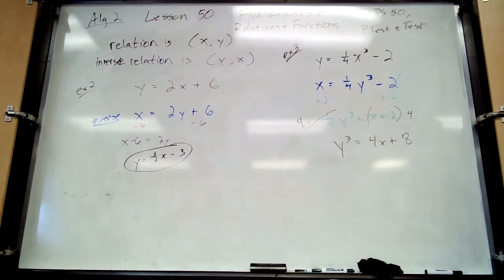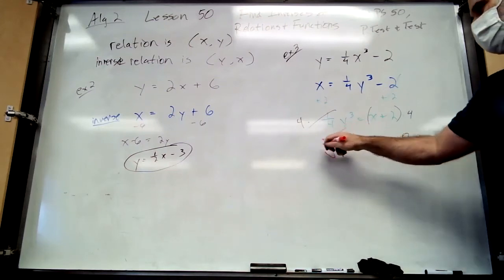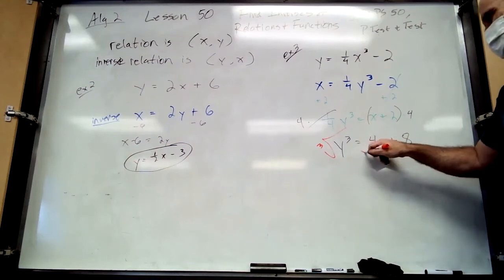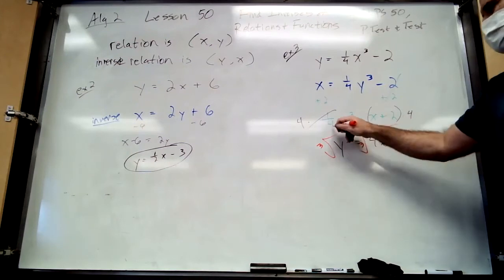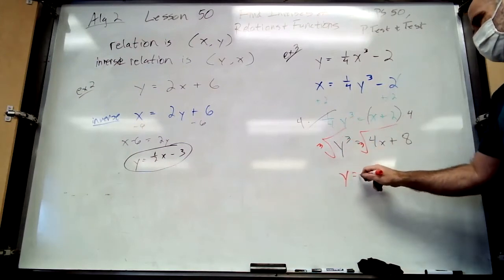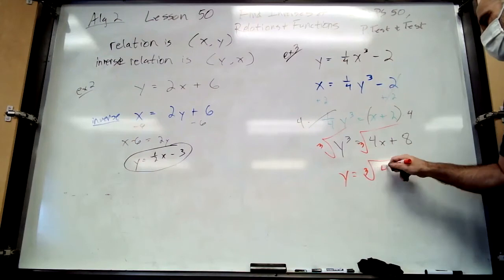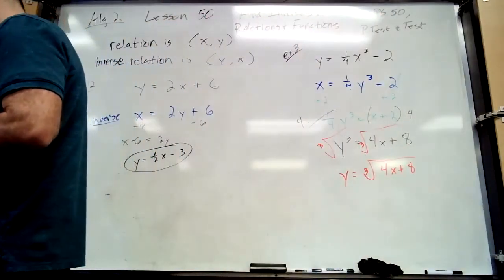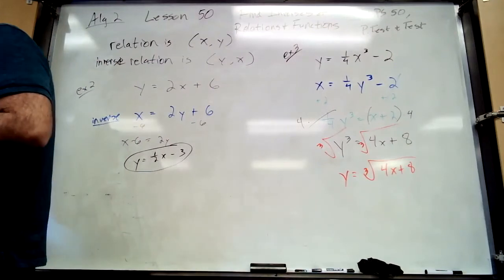Now what? How do you get y by itself? You cube root it. That's right. So we're going to cube root both sides. That's how you get rid of a 3 exponent. You apply a cube root. So then you're pretty much done. y equals the cube root of 4x plus 8. That is your answer.